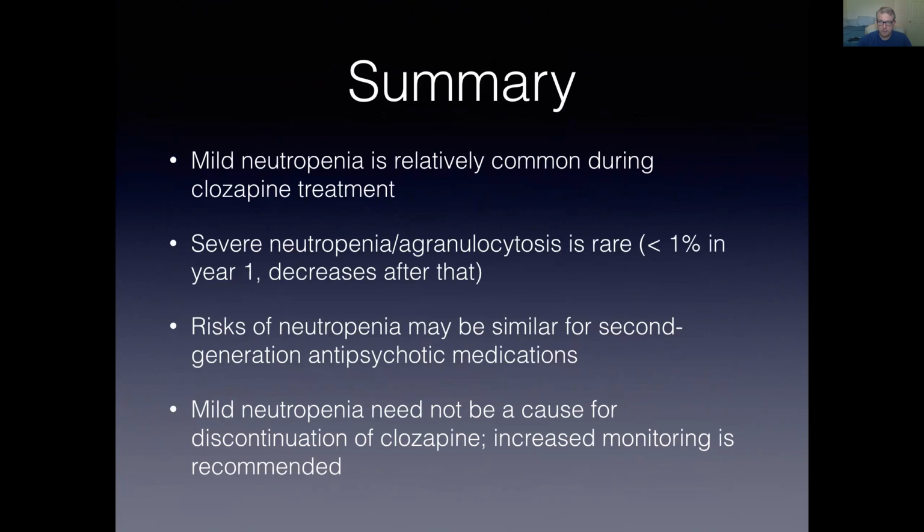So to summarize, mild neutropenia is relatively common. It may affect as many as 10%, but I mean mild and transient neutropenia. Severe neutropenia is actually quite rare. Neutropenia or severe neutropenia risks may actually be equivalent between clozapine and most of the second generation antipsychotic drugs. And especially for clinicians who are relatively new to clozapine prescribing, there can be a lot of anxiety if a report comes back from the laboratory that says that they are now below 1,500 cells per cubic micrometer.